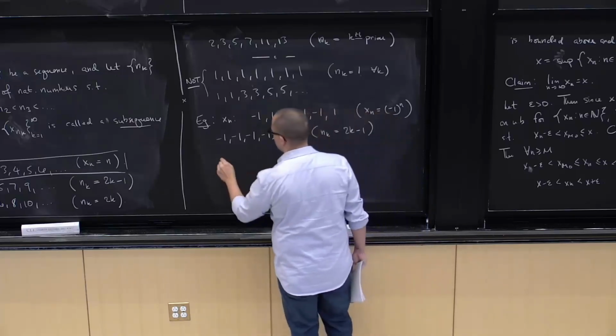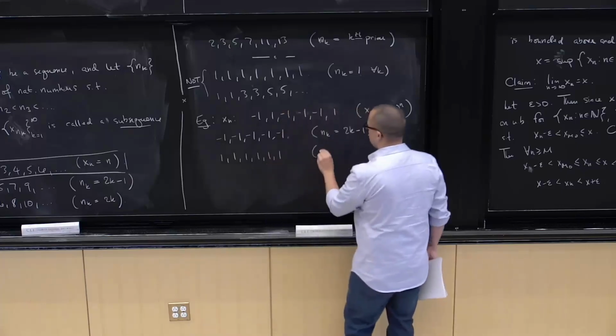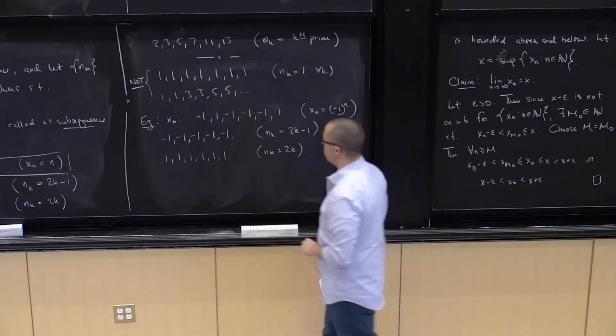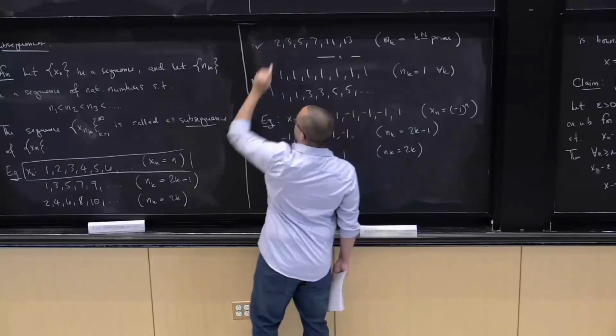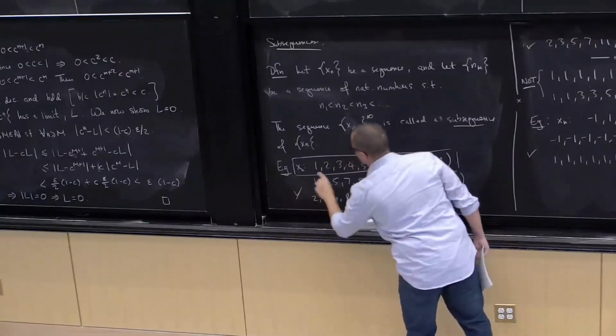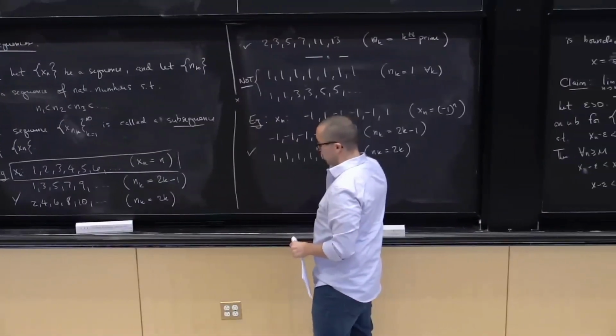So this is also fine. It's 1, 1, 1, 1, 1, and this is n sub k equals 2 times k. So these are all good subsequences. These were subsequences of the original sequence.